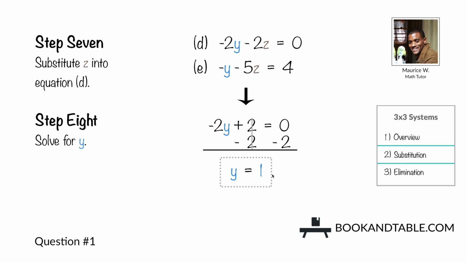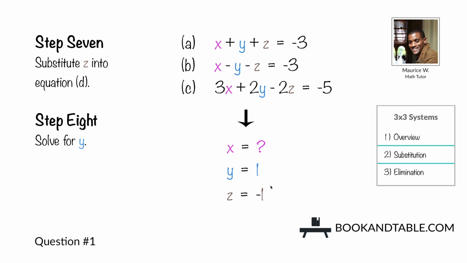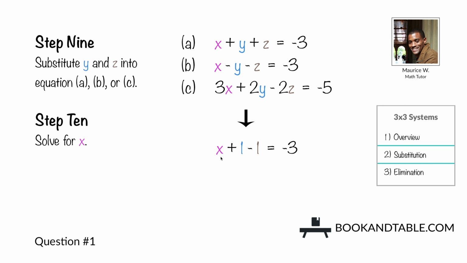So now we've found the values for both y and z. Y is +1, z is -1. So now, step 9, we can substitute y and z into equation A, B, or C to solve for x, step 10. So if we plug these values into equation A, we would get x plus 1 minus 1 is equal to -3. +1 and -1 cancel out, showing us x is equal to -3.